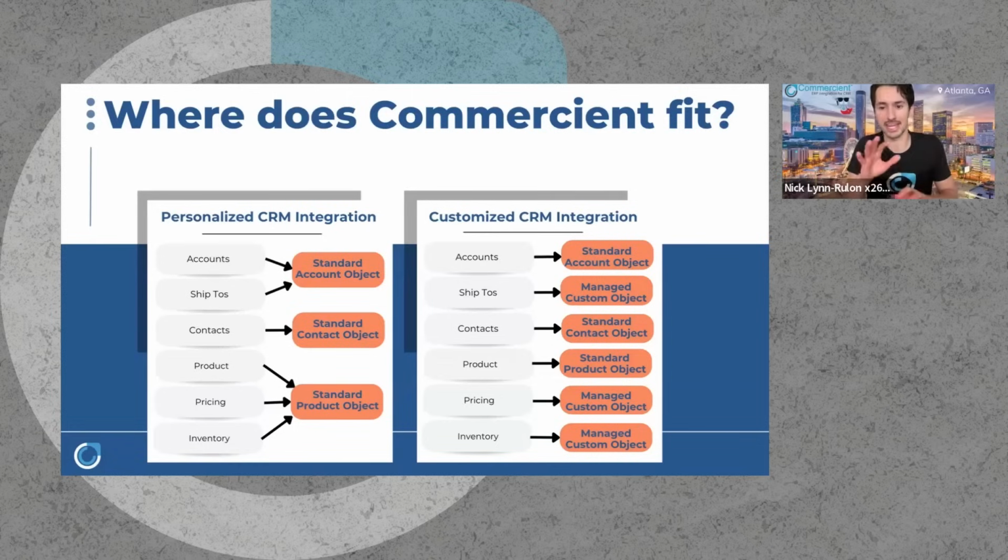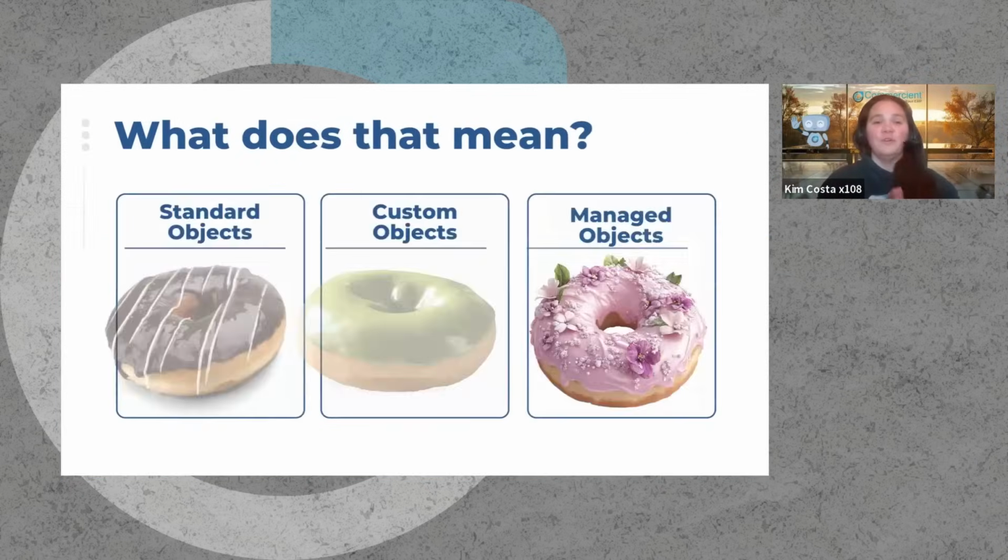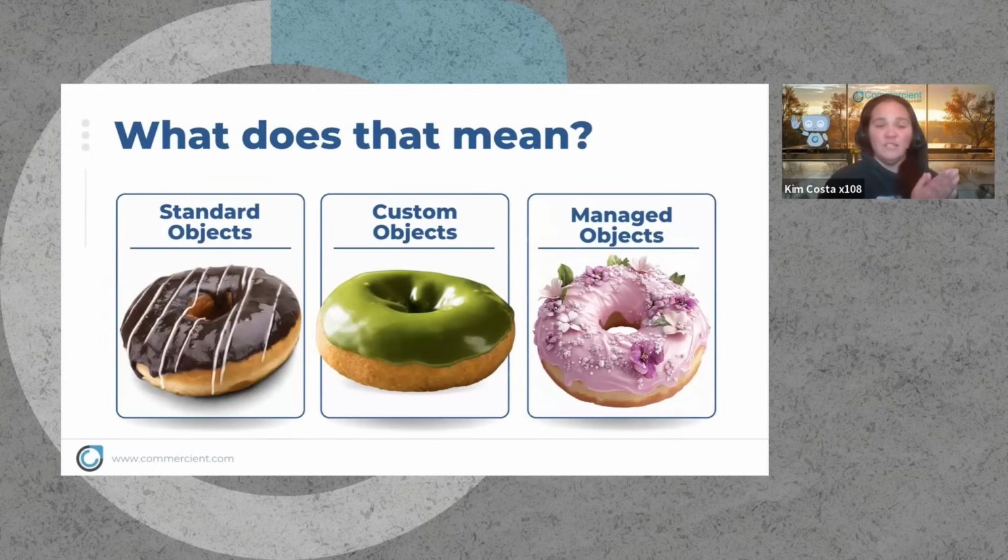Can I ask a question that any three of you can answer? I'm just trying to go backwards to the donut analogy, and I'm wondering what part of that metaphor Commerciant is. Are we like the donut? Commerciant's a combination of the donuts, right? So wherever possible, we want to put the information into the standard object because that's what's there.